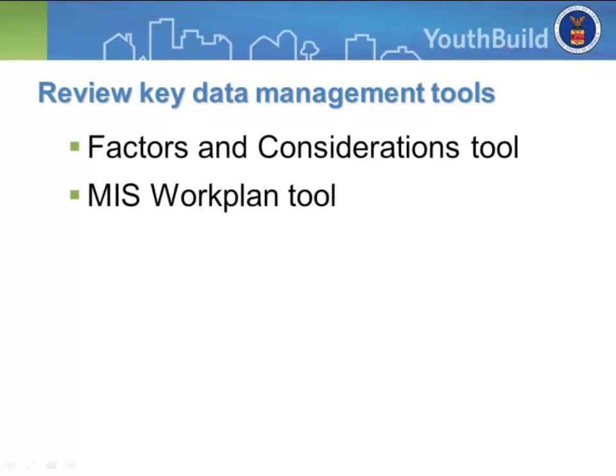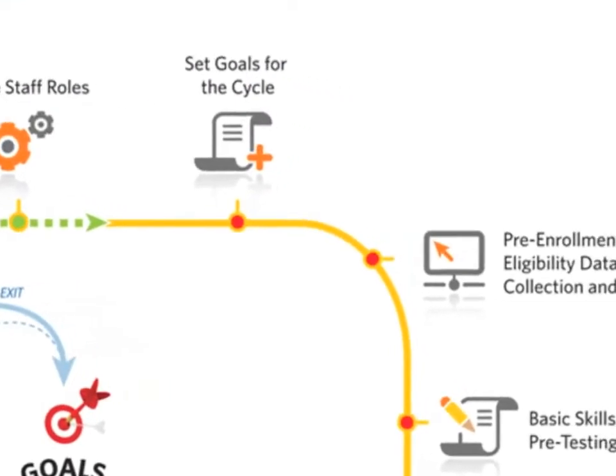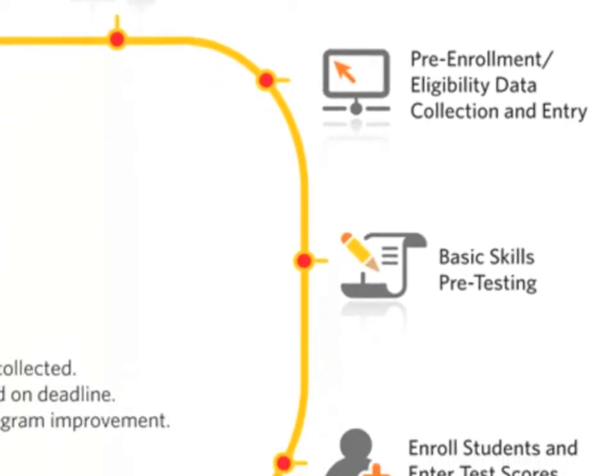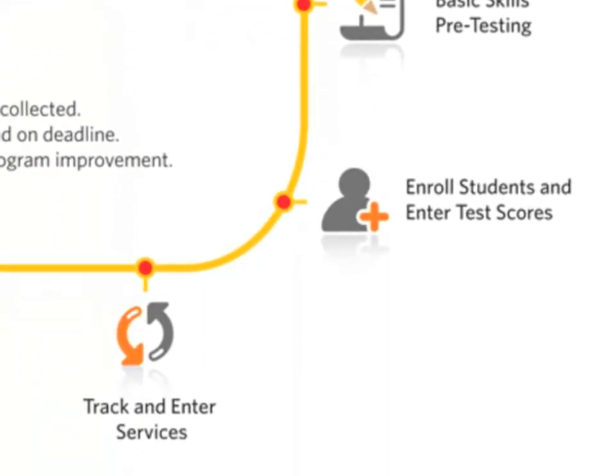Now let's take a look at the data management period. This section of the roadmap encompasses everything from the beginning of your cohort and setting goals through the exiting of your students.